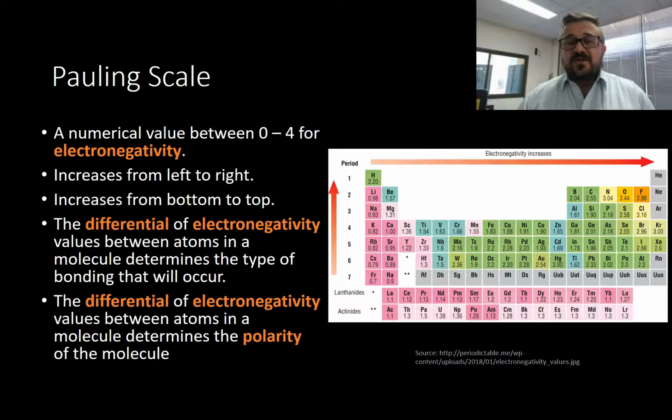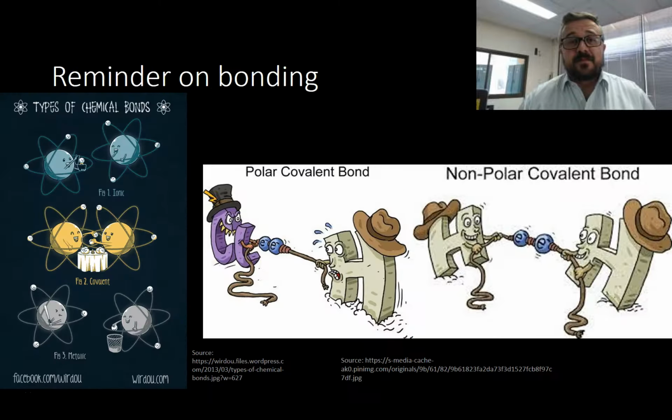And the differential not just determines the type of bonding, but it determines the polarity of that bond. Will it be a polar bond, or will it be a non-polar bond? If we're talking polar and non-polar, we're talking about covalent bonds.